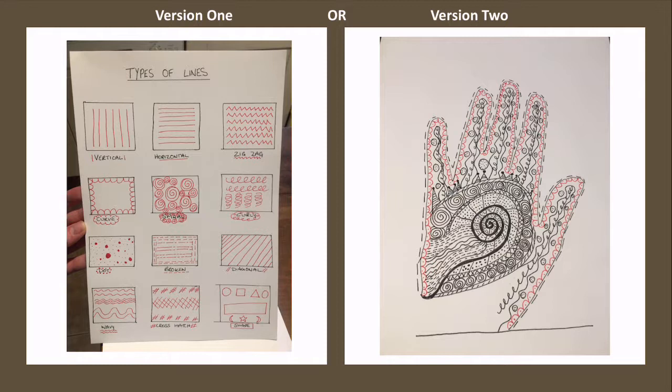However, if you're doing version number 2 with your hand, what you're going to be doing is drawing loads of different types of lines on the inner part of your hand. But I'd like them both to have the title types of lines. So pick which one you'd like to do. It's up to you, whichever one. But once you're finished, I'd like you to upload your final version of them to Teams.